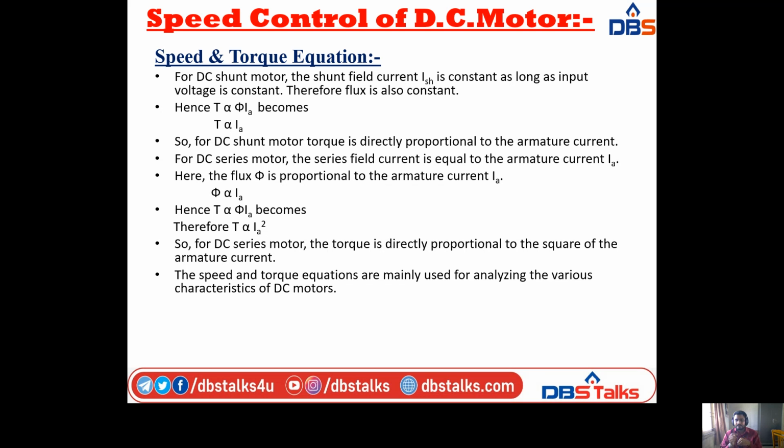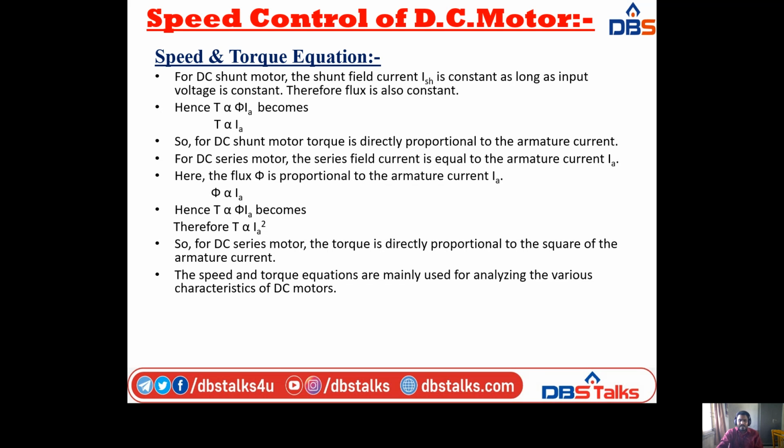The speed and torque equations are mainly used for analyzing the various characteristics of DC motor. These characteristics of DC motor I will discuss in the next class.